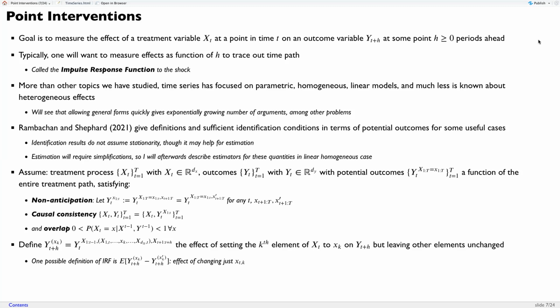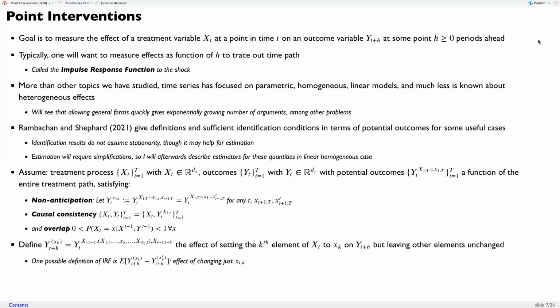So causal consistency is the usual one: if we see a sequence of x's, and we see a y, then the y that we've observed is equal to the potential outcome given that the treatments are assigned to the actual values that we saw.